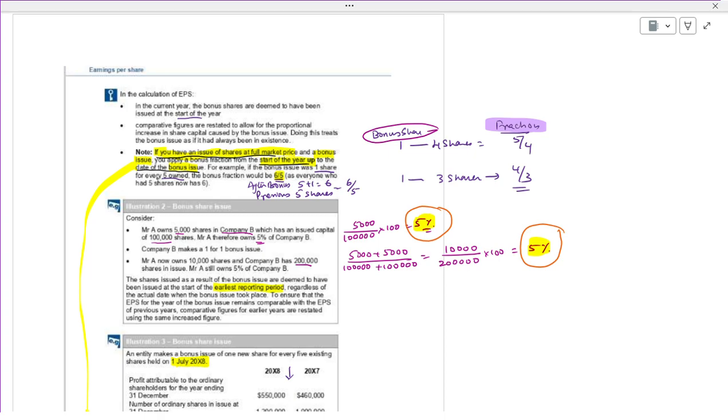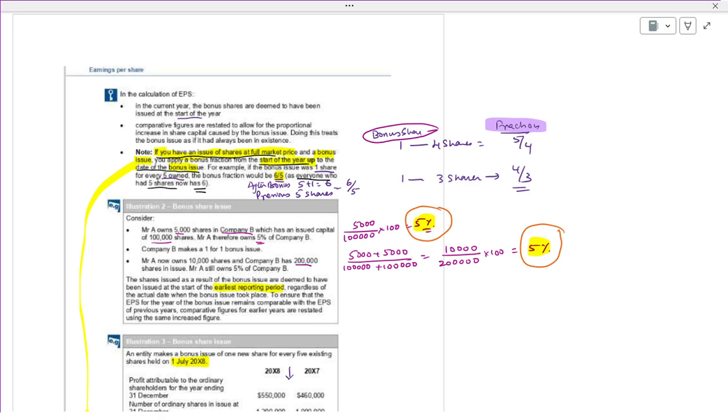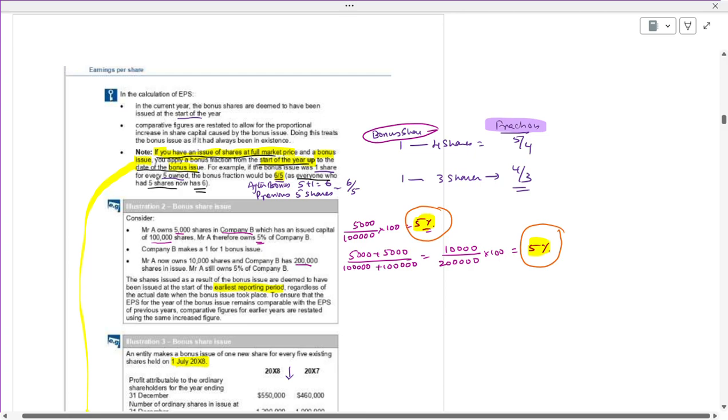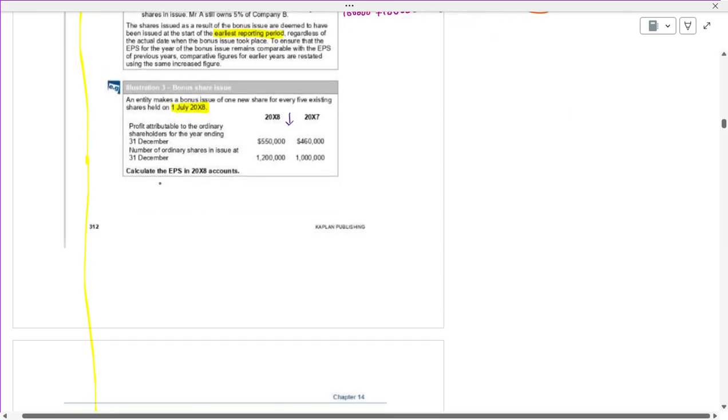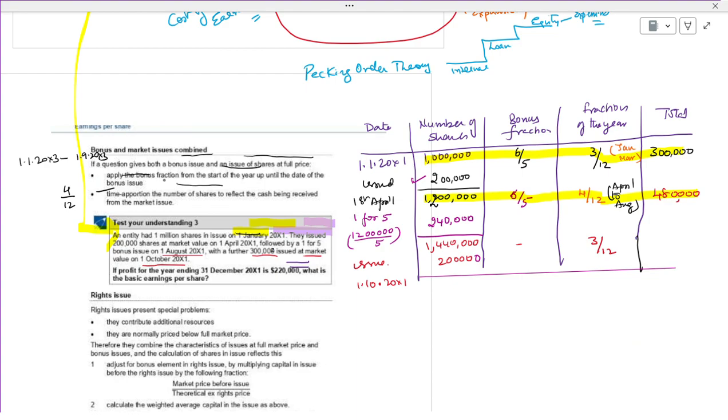For example, if the bonus issue was 1 share for every 5 shares, the bonus fraction will be 6 for 5, as everyone who had 5 shares will now have 6. What they are saying is you have to apply the bonus fraction from the start of the year. That is the reason.